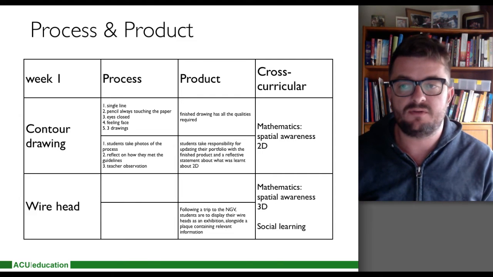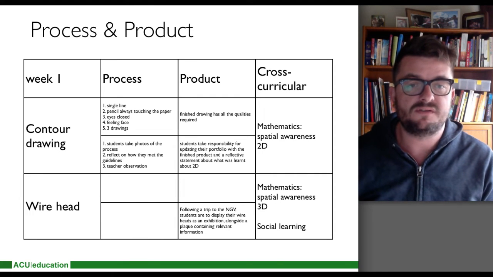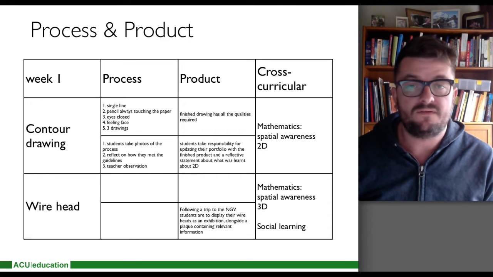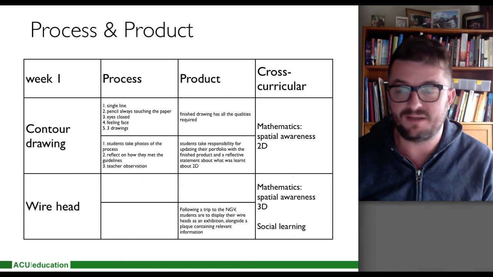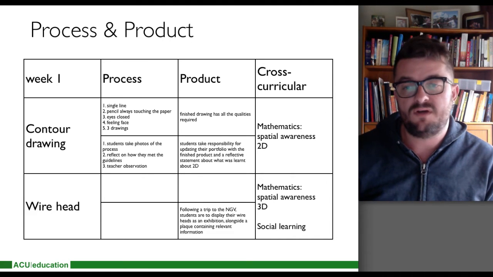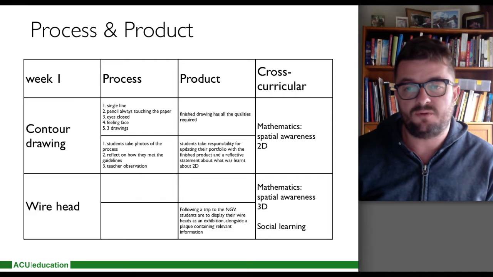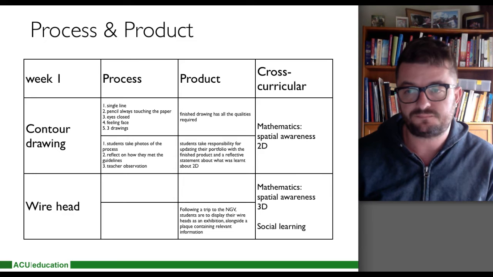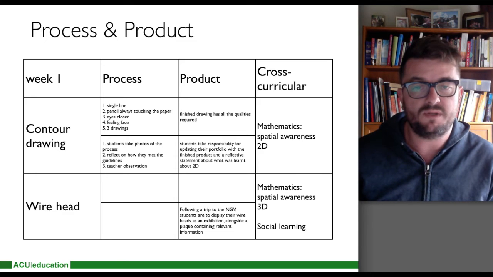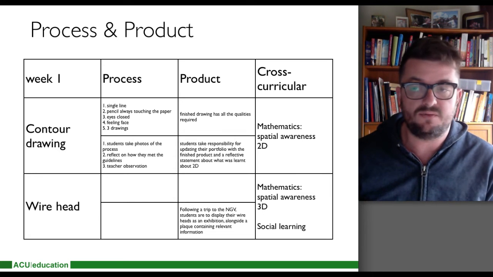Using this table that you can see on the screen at the moment, I'd like you to do the same thing for weeks 1, 2, 3 and 4, and if you feel particularly enamored with the whole process, week 5 as well. I've created a very basic table there with the process, the product, and a cross-curricular connection as well. The left-hand column is the week and what we actually did in that particular week.